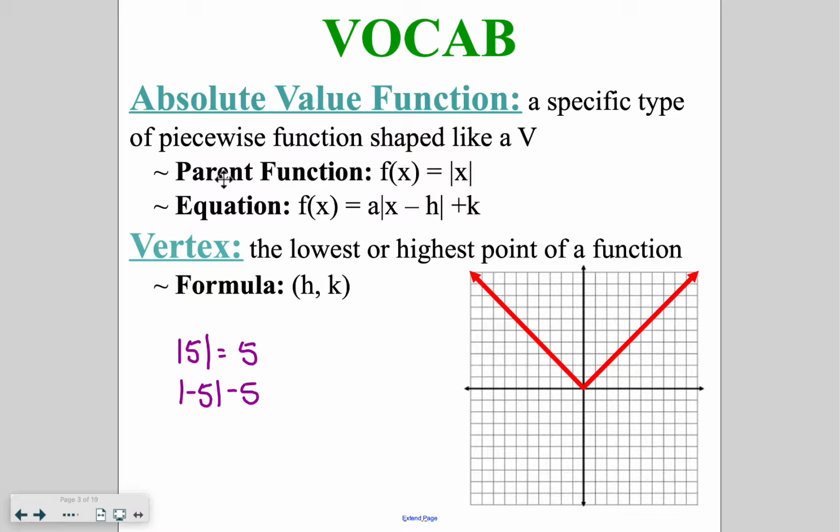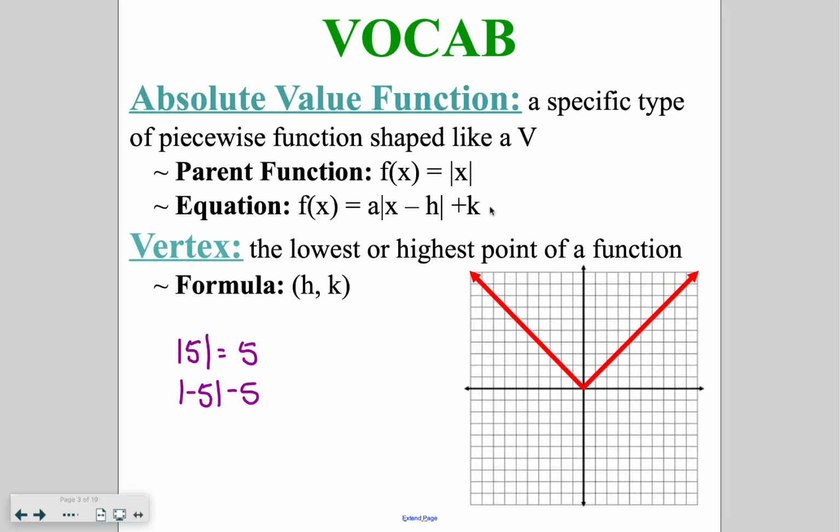The parent function of an absolute value function is f of x is equal to the absolute value of x. So that's straight up just equal to the absolute value. That's the simplest form that we can have. The modified format, when these transformations are going to happen, is f of x is equal to a absolute value of x minus h plus k. So that's where we're going to start transforming our function around the graph.